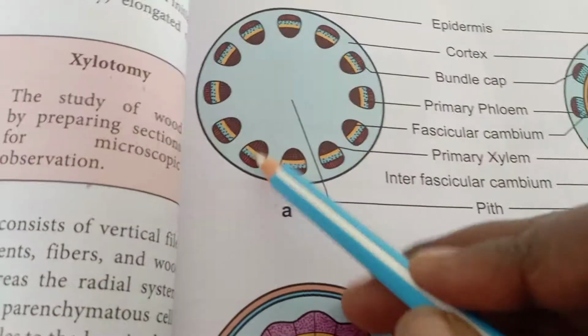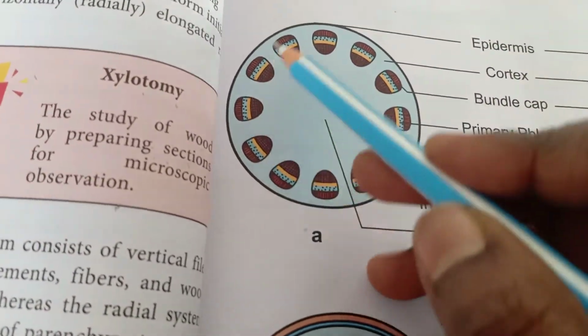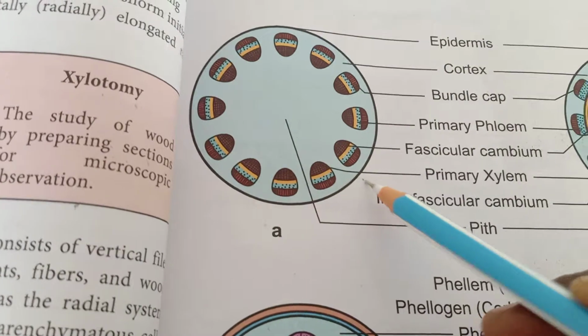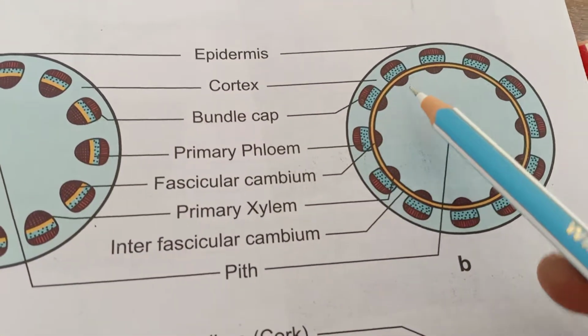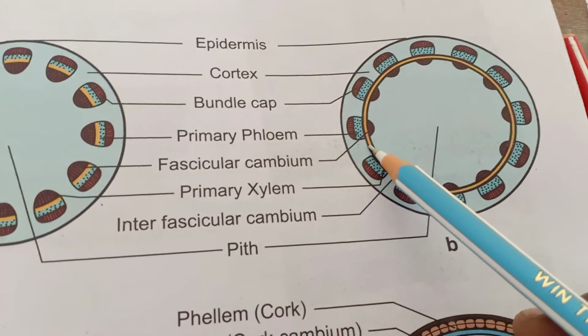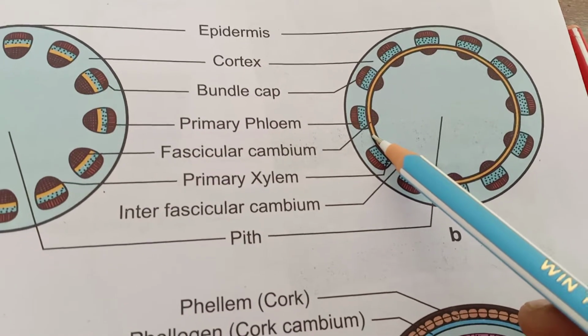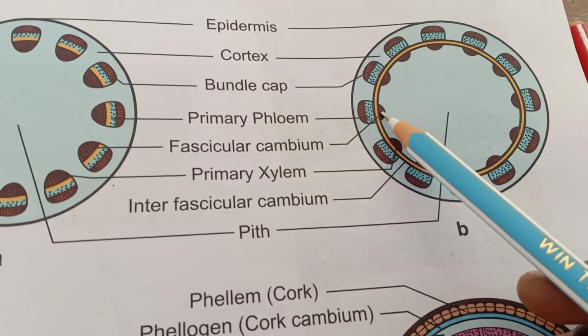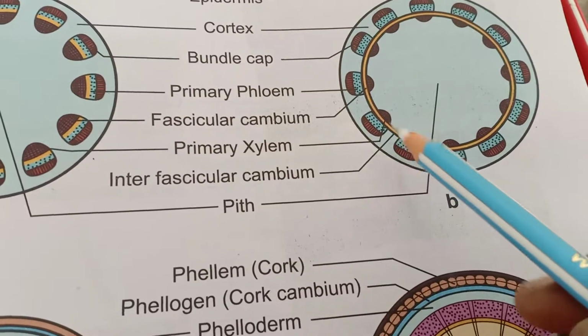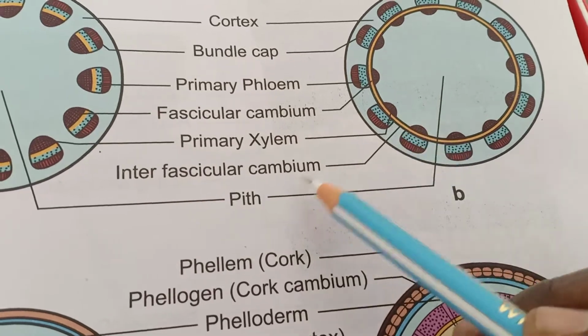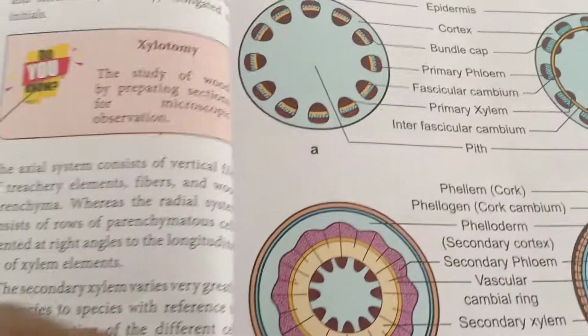You can find here, these are the vascular bundles, and everywhere you got the vascular cambium. Now, here all these have joined together and form a ring, which we call the vascular cambial ring. The cambium inside the vascular bundle is called fascicular cambium. Cambium between the vascular bundles is called the interfascicular cambium. So, these are the definitions which you will have to learn.